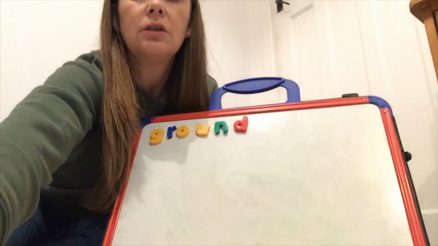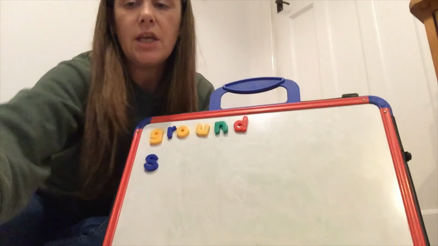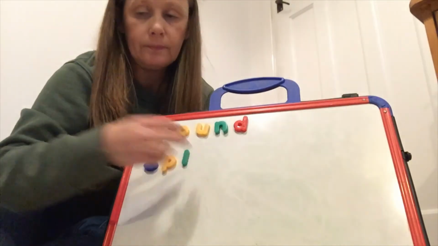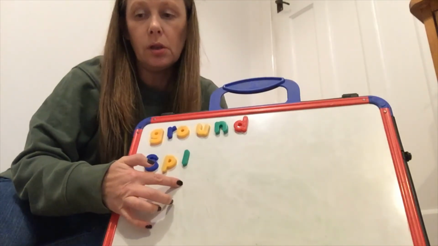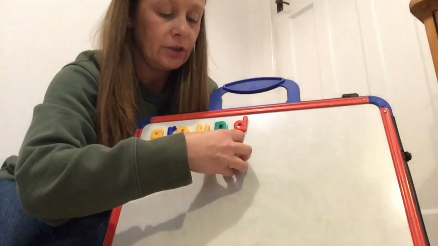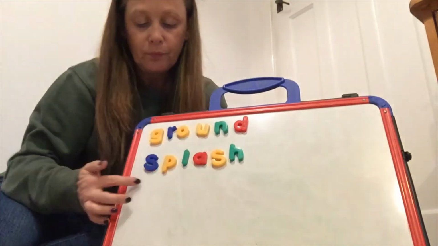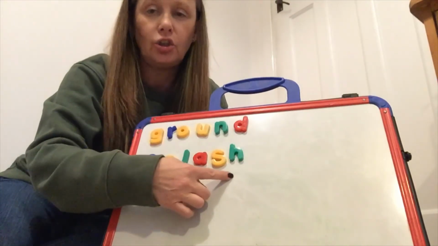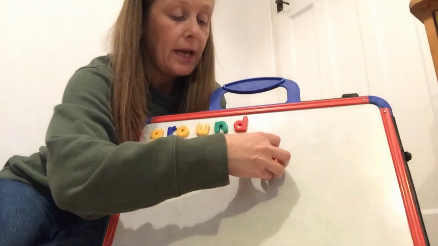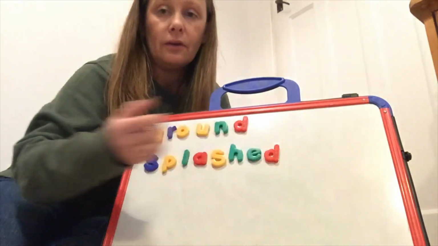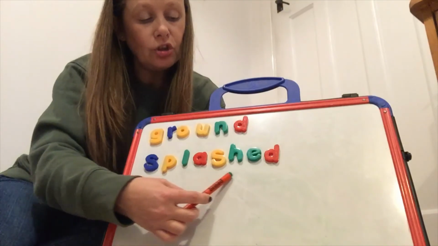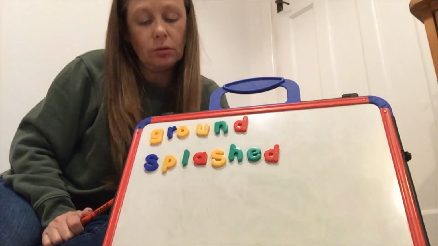The next word I'm going to have a go at has got three adjacent consonants, s, p, l. Then we're going to add an a, then we're going to add sh. Spl-a-sh, splash. We can make this word even longer by adding an e and a d on the end. So let's sound this one out. Ready? Spl-a-sh-d, splashed.